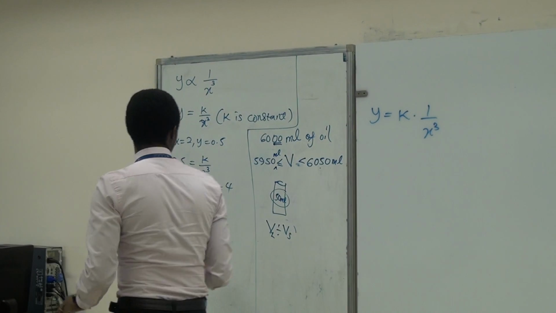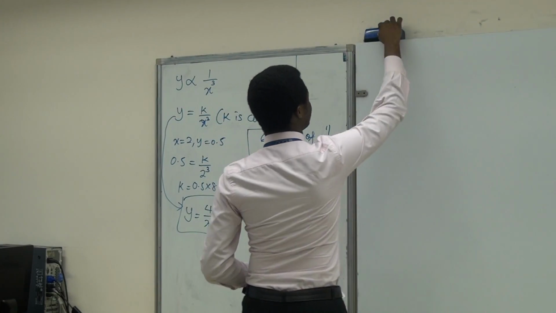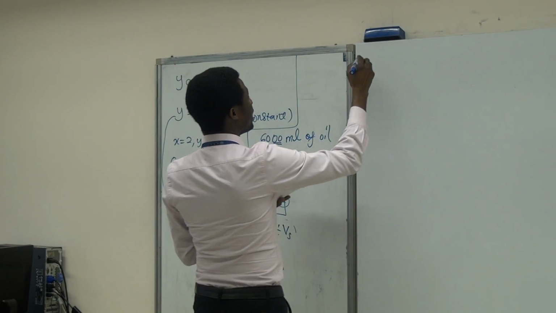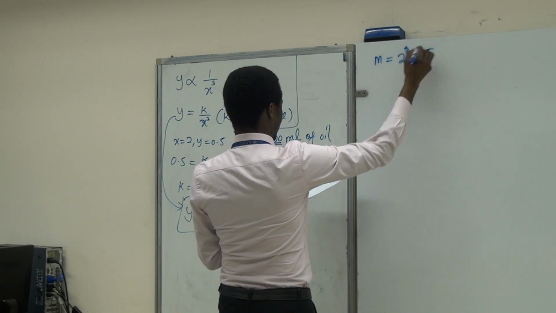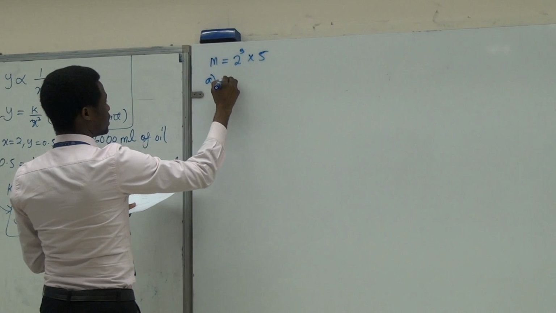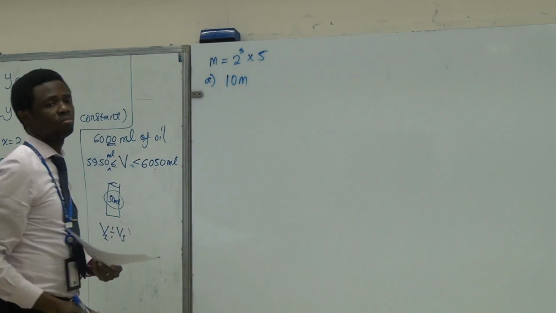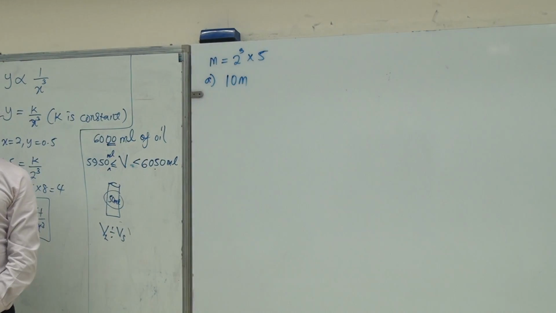Okay. Now we have a question here. It says m equals 2 cubed times 5. And the question is calculate 10m. What do we do?